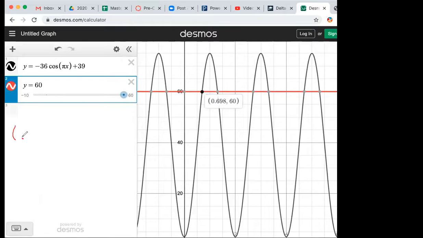Okay, good. 0.7. You could also put 0.698. It'll tell you how to round. Okay. 0.7 to when? 1.3. Very good.